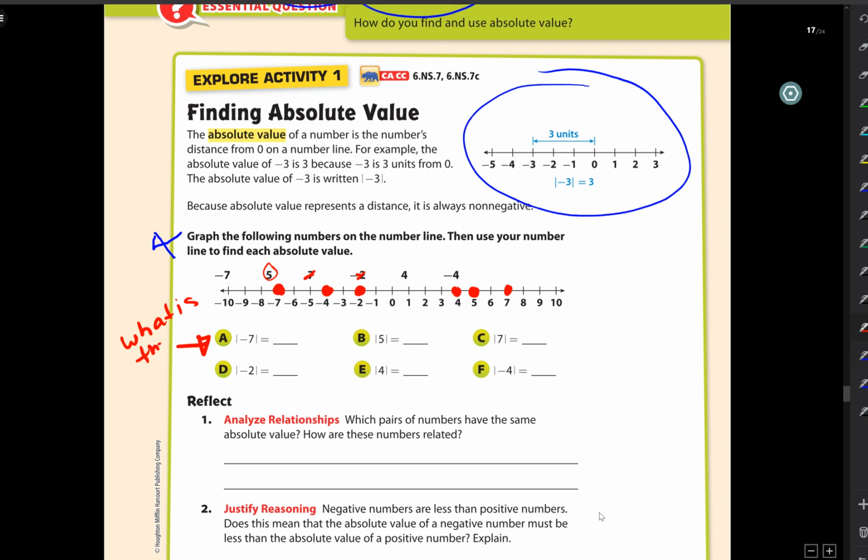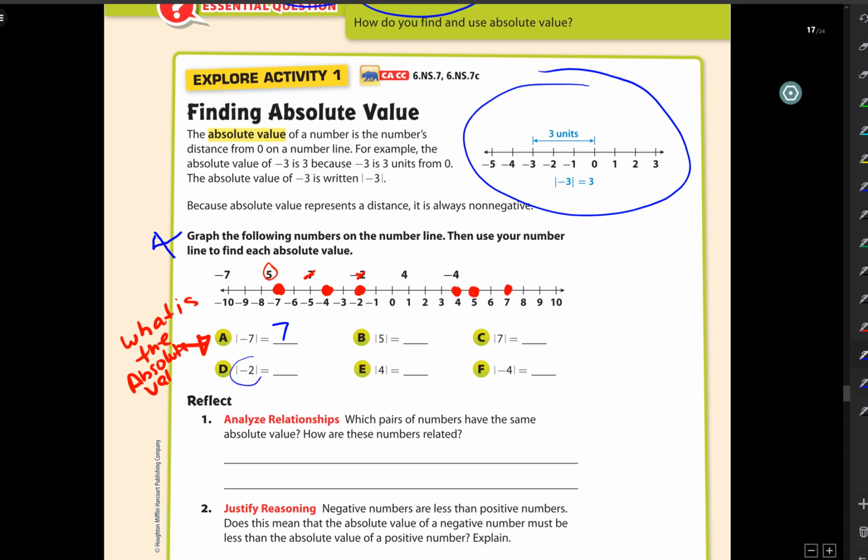What is the absolute value of -7? So how far is -7 from 0? Let's count. 1, 2, 3, 4, 5, 6, 7. It's 7 away. Remember, our answer is always positive. So our answer is going to be 7.